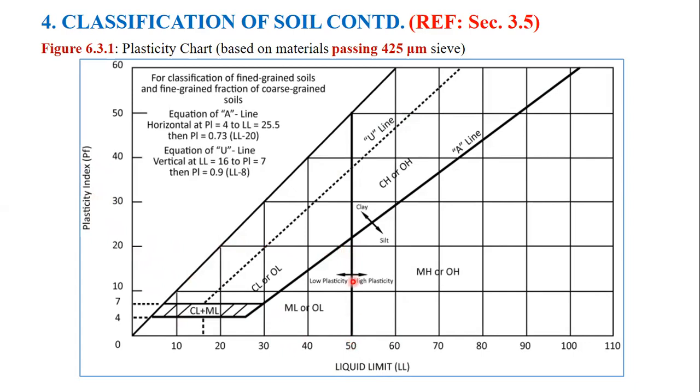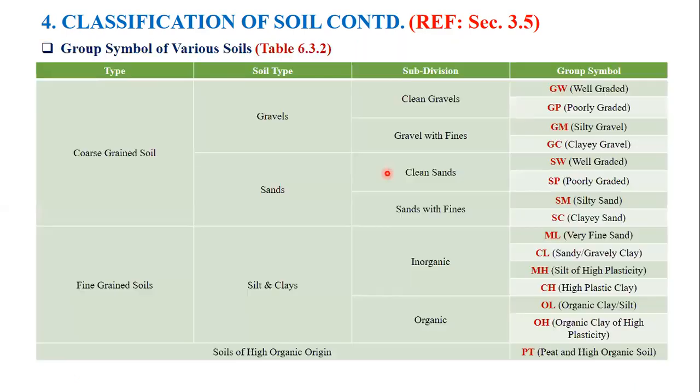So just input 50 and 20, and this soil type is silt. And if the liquid limit is 60, say, and the plasticity index is 40, just input here, and the soil type is CH or OH. What is CH and OH? CH means high plasticity clay, and OH means organic clay of high plasticity.